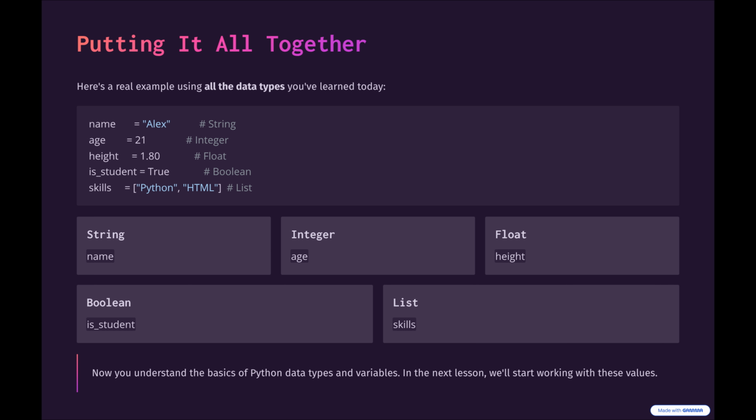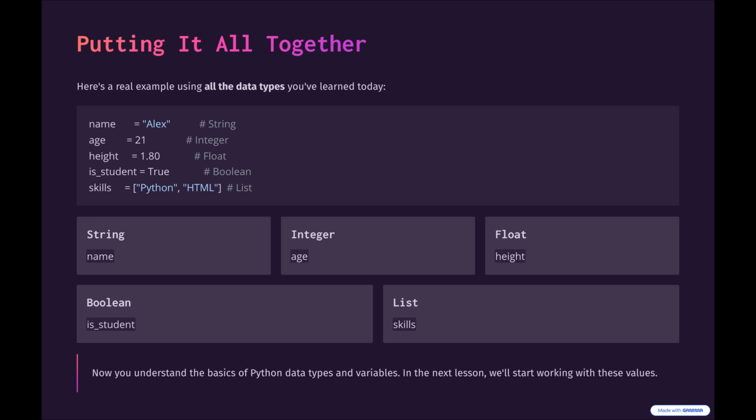Let's combine everything we learned in one example. Here we have different variables storing different types of data. The variable name stores a string, variable age stores an integer, variable height stores a float, the variable is_student stores a boolean value, and the variable skills stores a list. This is how real programs work, and they store different types of information using variables.